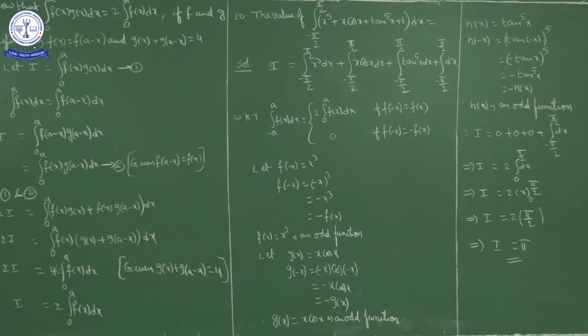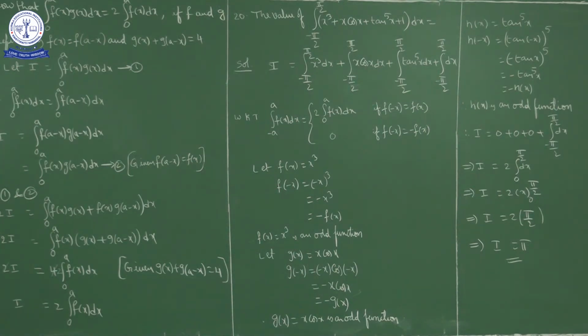Okay, the first part. Now if we consider f of x as x cube, to check whether the given function is an even function or an odd function, we'll consider f of minus x. If f of minus x is equal to f of x, it is an even function. If f of minus x is equal to minus f of x, it is an odd function.